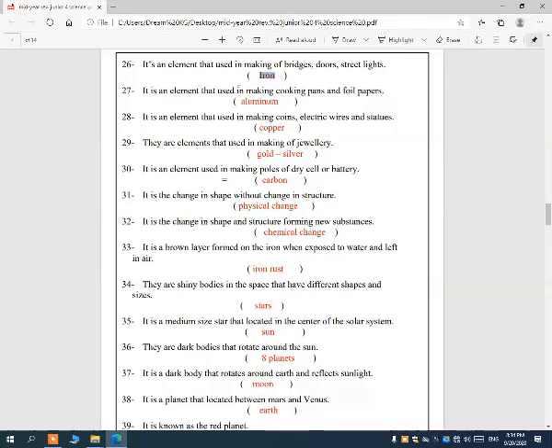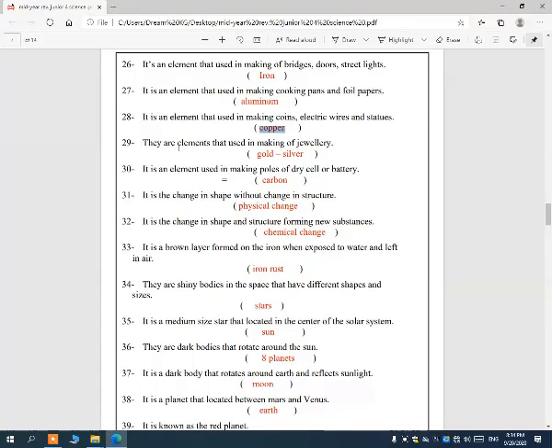27. It is an element used in making cooking pots and foil paper, doorknobs. Aluminum. 28. It is an element used in making coins, electric wires, statues. It will be copper.